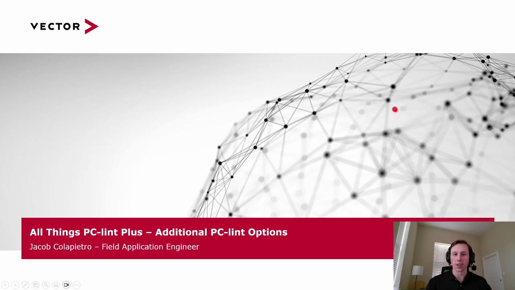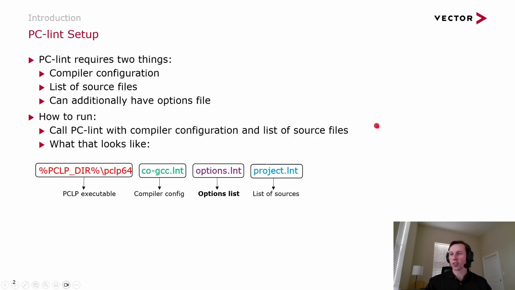So before we get started, I just once again wanted to briefly discuss the requirements to run PC-lint in its most basic capacity. What we've learned over the past 2 parts of this series is all that's needed to run PC-lint is the compiler configuration and the project configuration, which will contain a list of source files. So with these 2 things, you can run PC-lint and get some really in-depth and meaningful analysis.